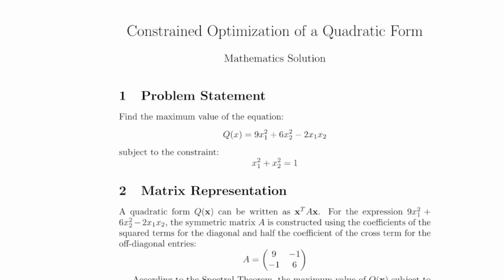In this video, we want to find the maximum value of the equation q of x equals 9x1 squared plus 6x2 squared minus 2x1 times x2, subject to the constraint x1 squared plus x2 squared equals 1. We're going to solve this using two different methods. The first one, we're going to use a matrix to find the maximum value.